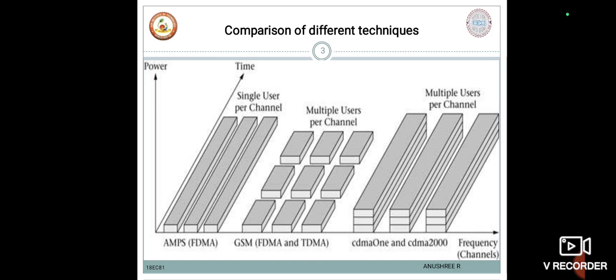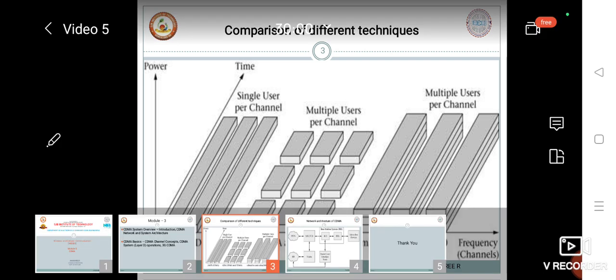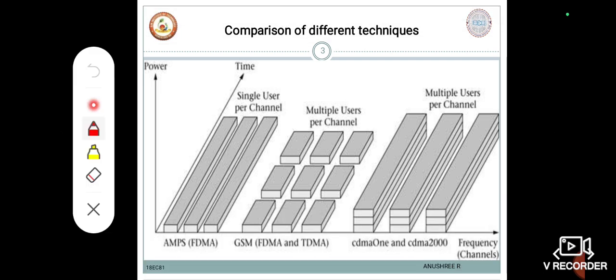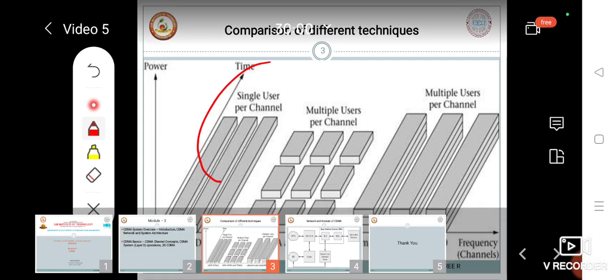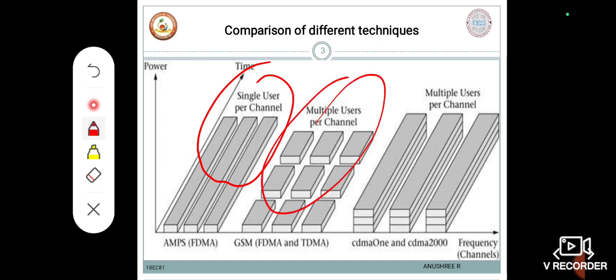In the CDMA air interface scheme, compared with the frequency division multiple access, that is FDMA, and TDMA air interfaces, the available radio spectrum is divided. So we can see in this comparison of different techniques, with AMPS we have a single user, and then we have multiple users, and multiple users per channel. In CDMA 1 and CDMA 2000, that is 2G CDMA and 3G CDMA, we can see there are multiple users per channel.